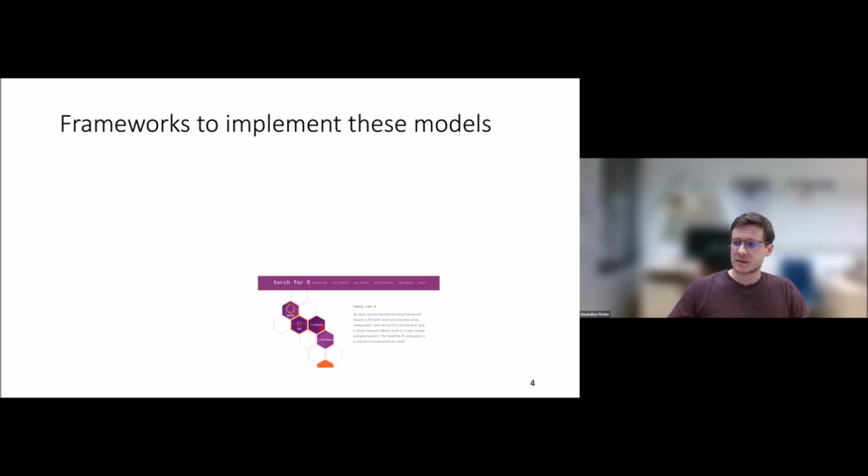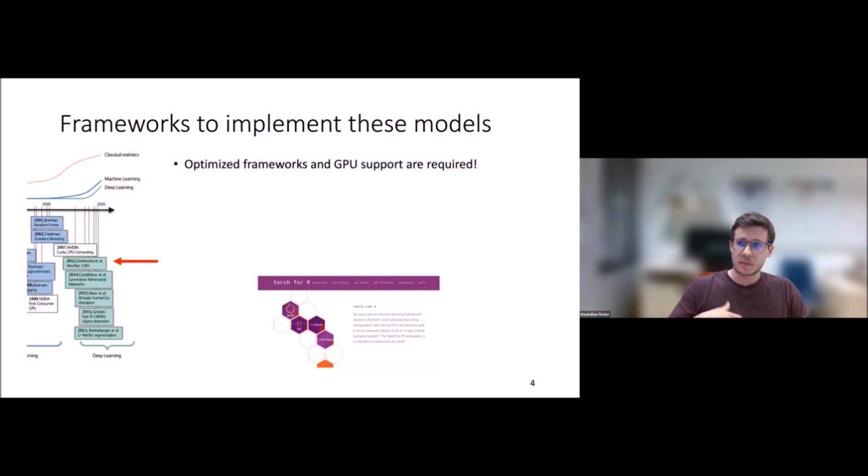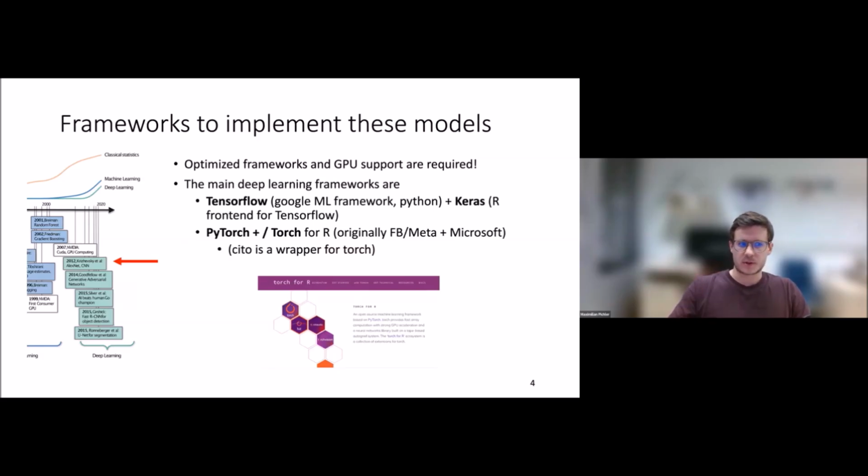So there are several frameworks that we can use to implement these models. And these frameworks must be optimized so that we have this GPU support. And these frameworks started to emerge in the 2000s or the 2010s. And there are only a few frameworks we can use. We can use, for example, TensorFlow, which was released by Google or Alphabet, together with Keras. And then we have PyTorch, which I would say is currently the winner of these two frameworks.